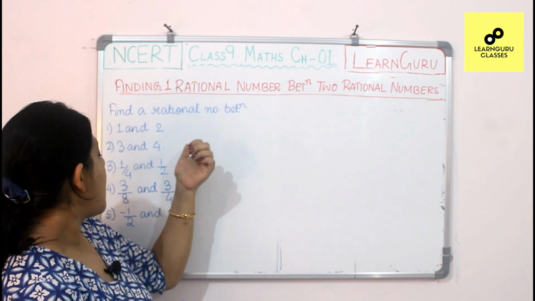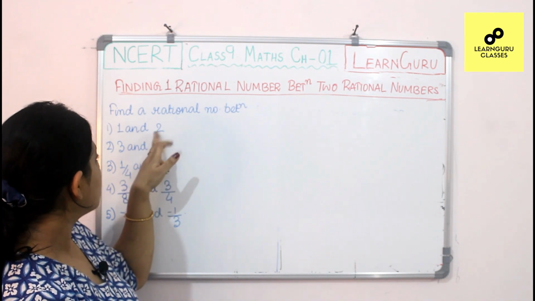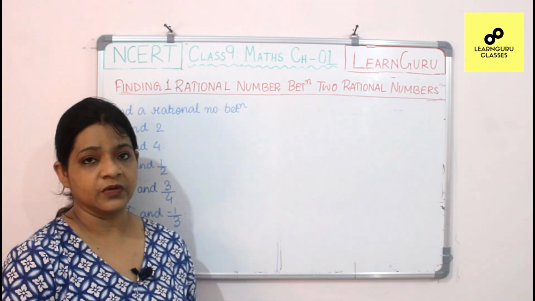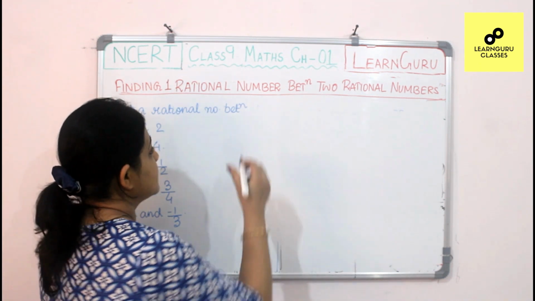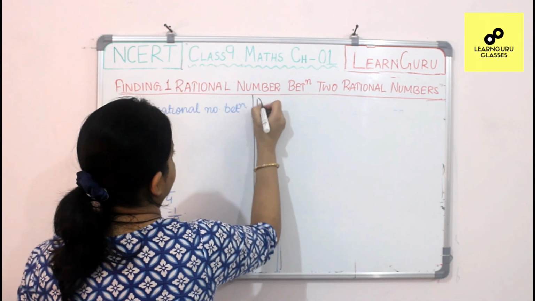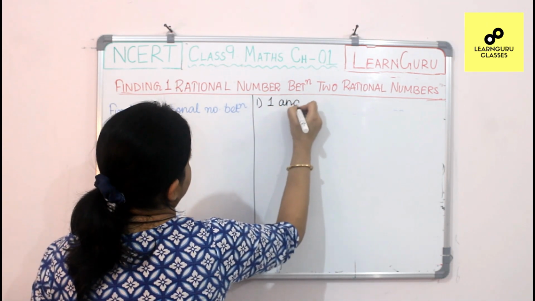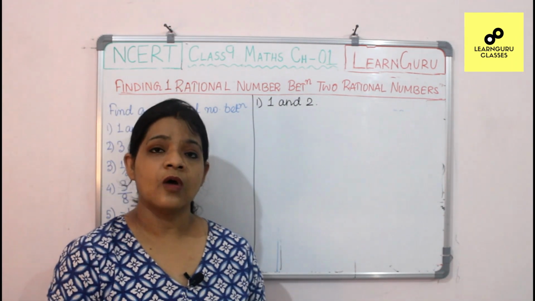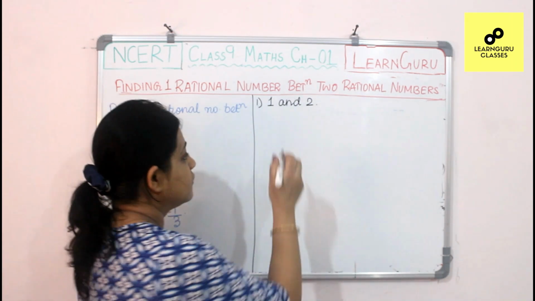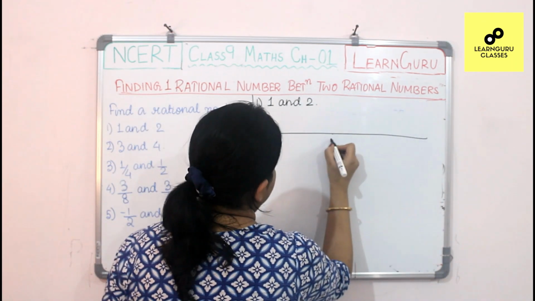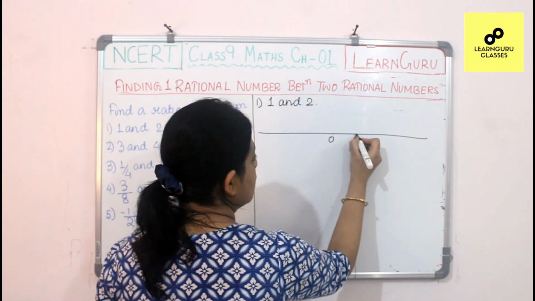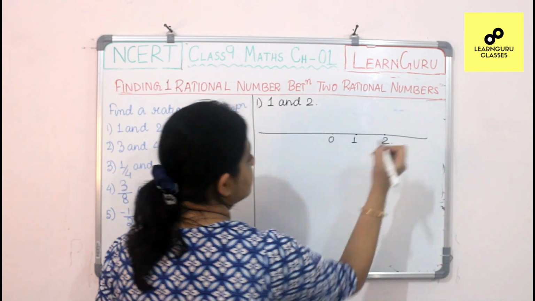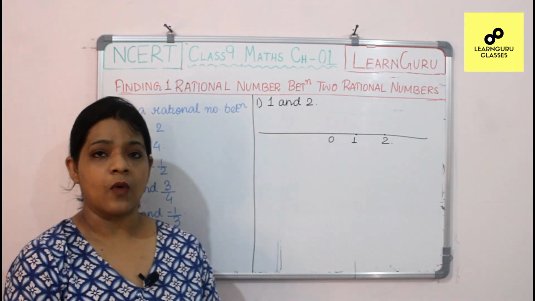First we will find how one rational number is found between two numbers. Let's take the first example, 1 and 2. Before solving this sum, you have to draw the number line. Draw the number line, take it as 0, mark 1 and 2. Obviously 1 is less than 2, so 2 will be situated to the right of 1.